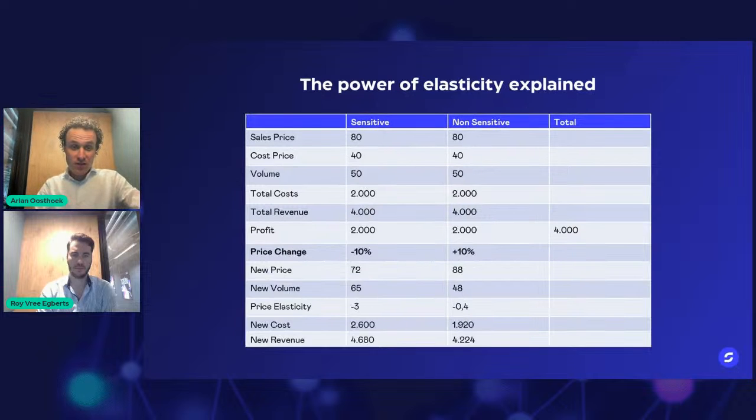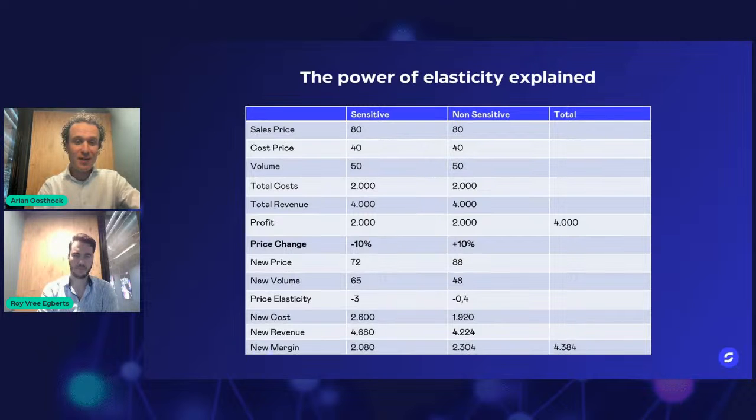So what gives us the new revenue, which is actually the volume, is the new volume, 65, times the new price, 72. 72 times 65 gives us the total new revenue of 4,680. For the non-sensitive item, we have the new price of 88 and the new volume of 48, which gives us a new revenue of 4,224. I hope you're still with me.